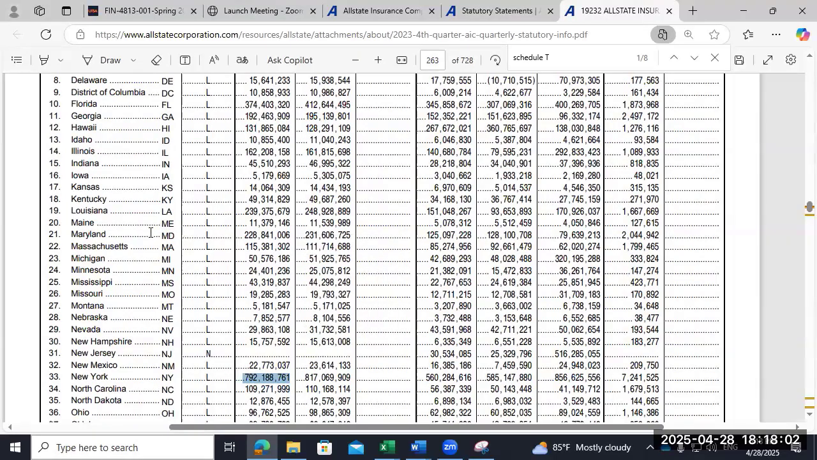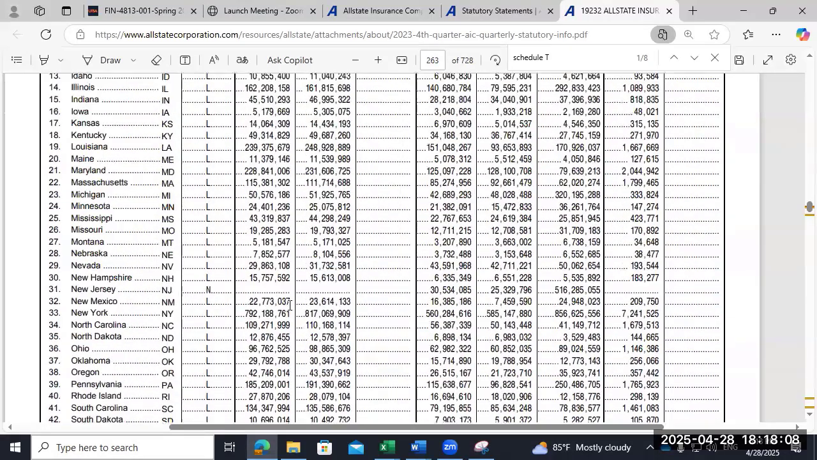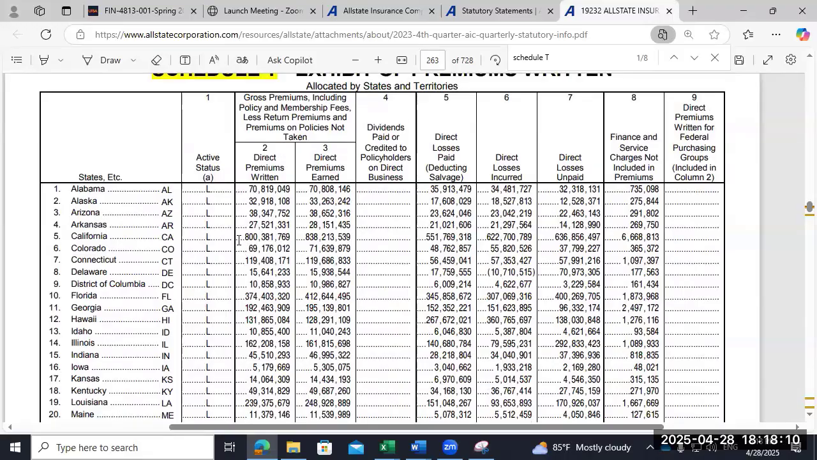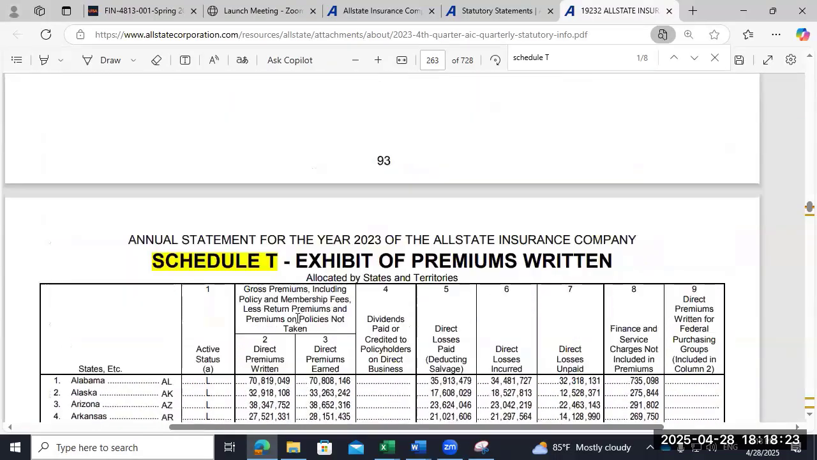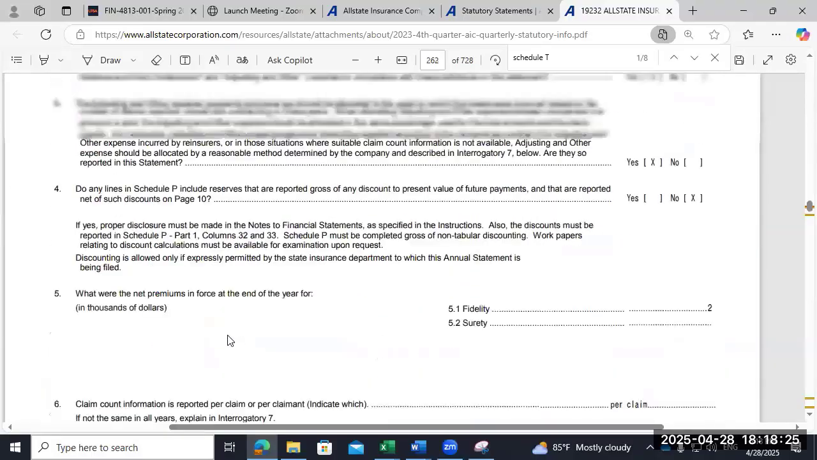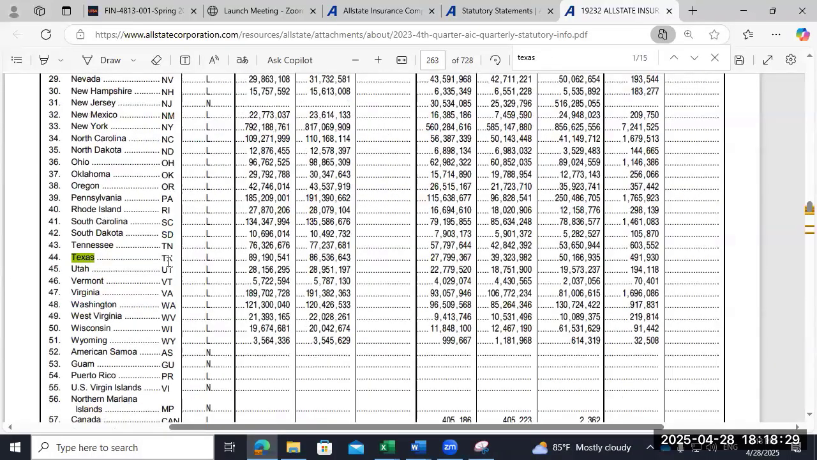So it's a little different. P&C versus life insurance. For life insurance, New York's the issue. For P&C, Texas is the issue. But you'd expect it to be about the size of the states. Texas, I mean, Florida is huge. Illinois is huge. Louisiana looks a little large to me. I'm not sure why that's so huge. So that's Schedule T.